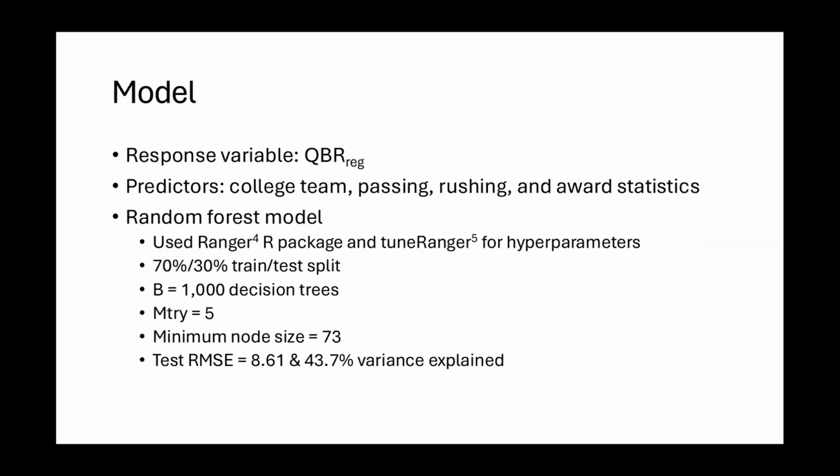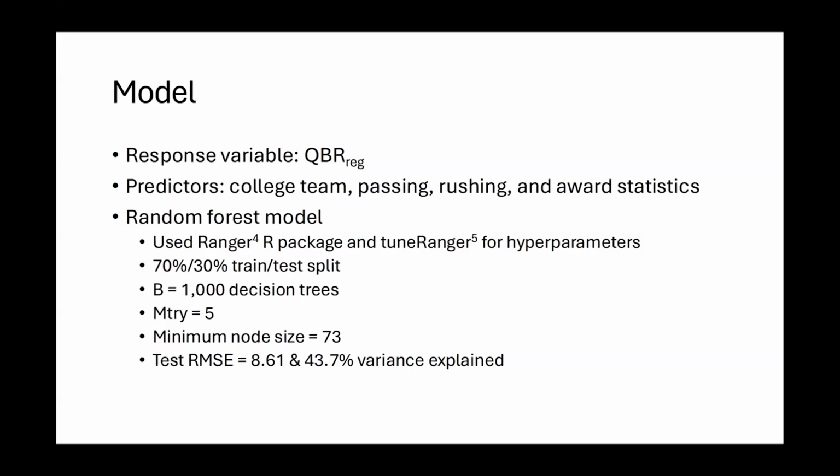As I said previously, our response variable was regressed QBR, with the predictors being the college team, passing, rushing, and award statistics. The award statistics and the team statistics were from the final season, whereas the rushing and passing statistics were an average over their college career. It's also important to note that for the college statistics, if a player played D3, D2, or in the FCS subdivision, then those stats are not included in their career stats for this model.